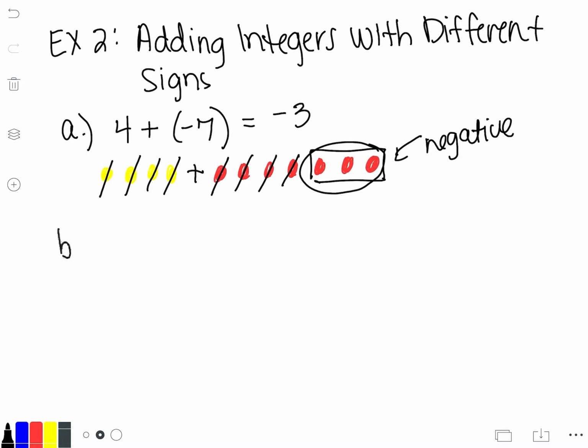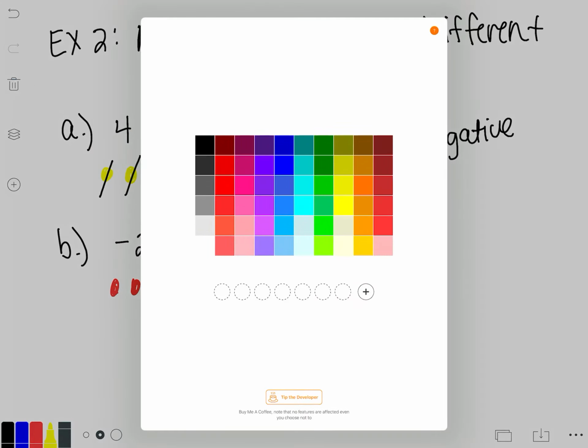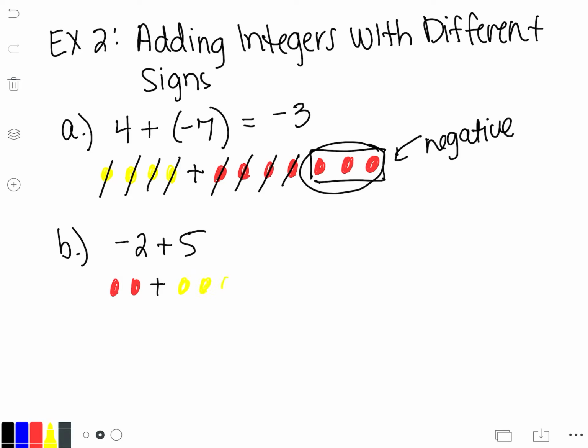Let me see if I can show you with another example with some smaller numbers. How about negative 2 plus 5? If we are using colors to represent, we have 2 reds, those are our negatives, and we've got 5 yellows. We want to cancel the ones that match up. A negative 1 and a positive 1 would cancel and make 0. A negative 1, a positive 1, that would cancel and make 0. This time you have 3 yellows left over, so it would be a positive 3.